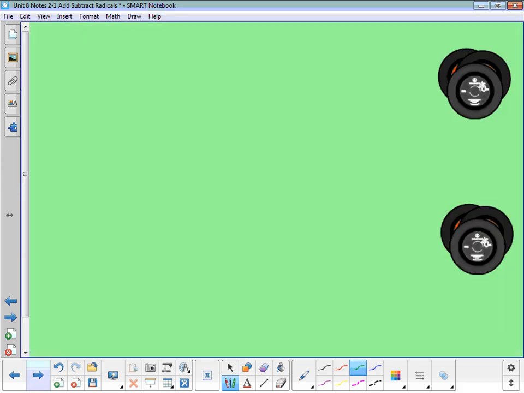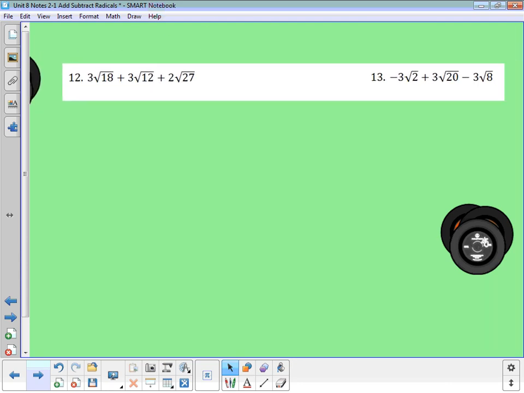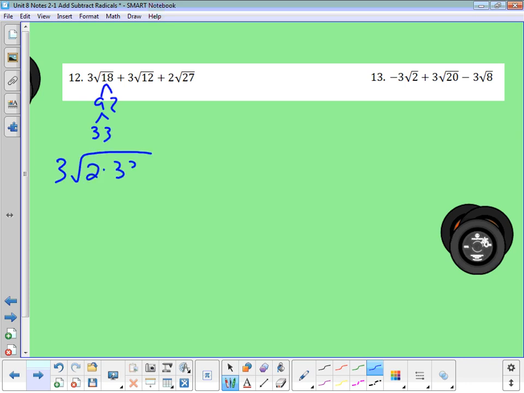All right, let's take a look at number 12. So for number 12, again, we need to simplify and break all of those down. Okay, so taking a look at number 18, that can be broken down into 9 and 2, 3 and 3. So then underneath the radical, I have this, pulling out a pair of 3s. So then on the outside, I have 3 times 3, left with the square root of 2. That gives me 9 square roots of 2.